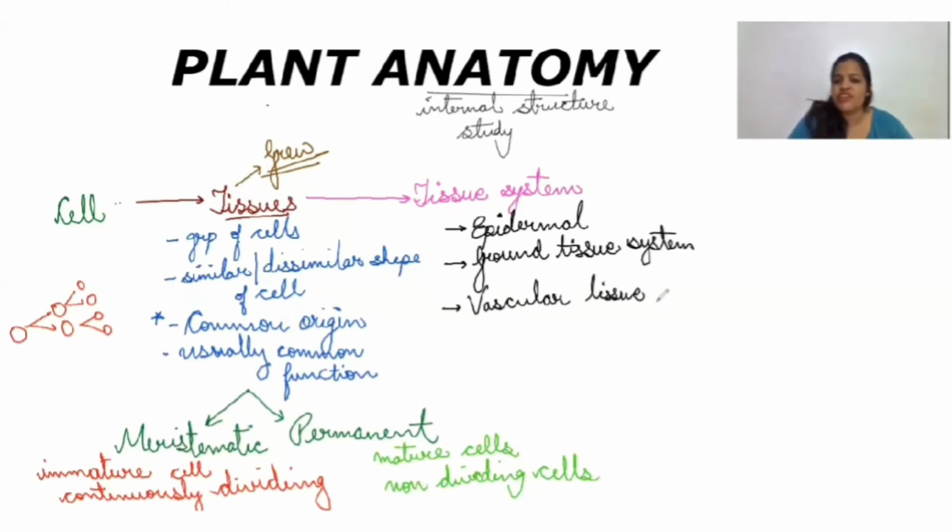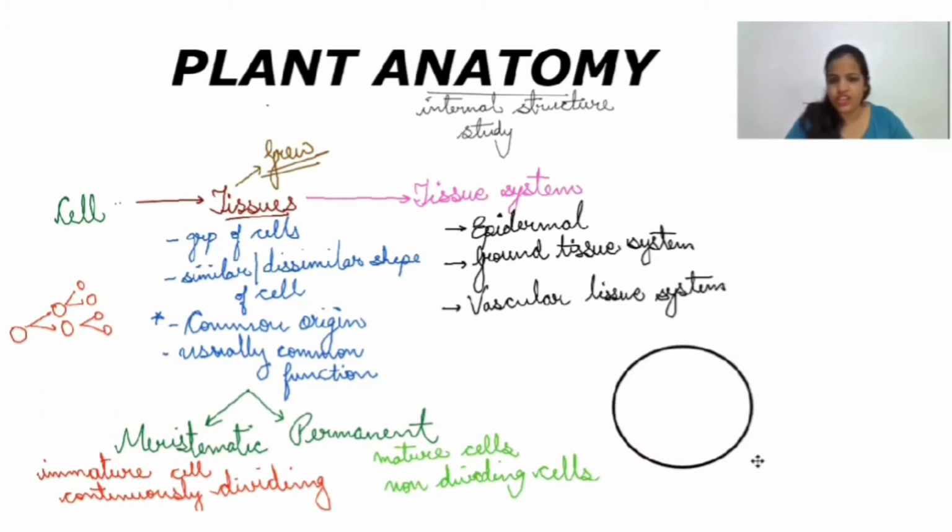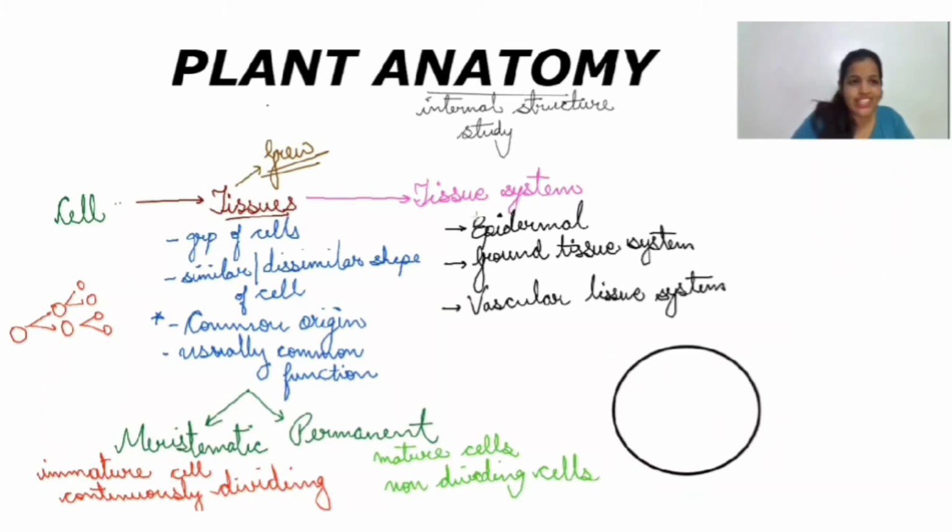Now I'll just give you a hint about these tissue systems, else you won't be able to sleep without understanding. Let's say this is one plant, and I'm just taking its transverse section. It is going to look somewhat like this. I'm going to draw that for you. Just give me a second. Here we have the circle, because I wanted to draw an exact circle, so I used a shape.